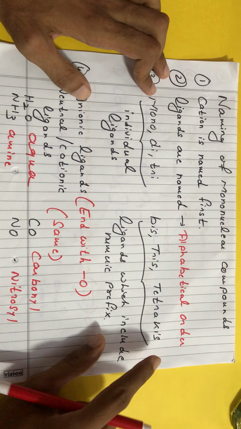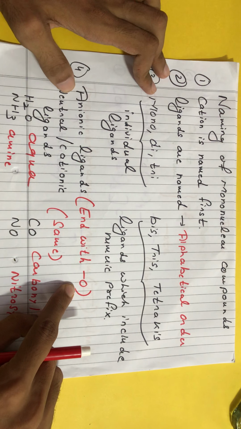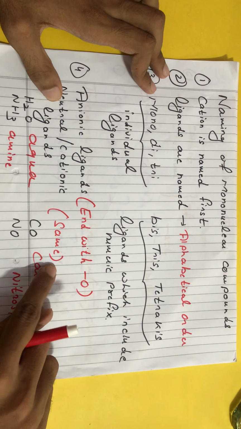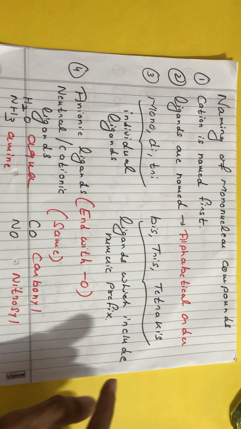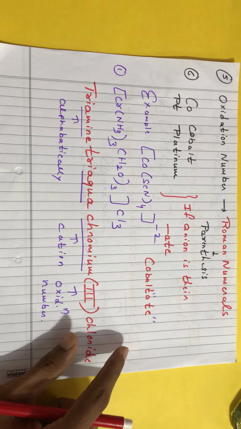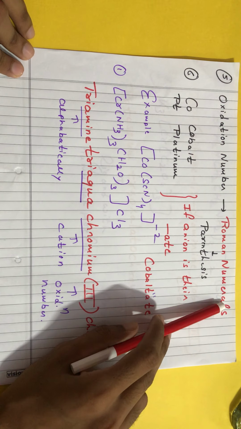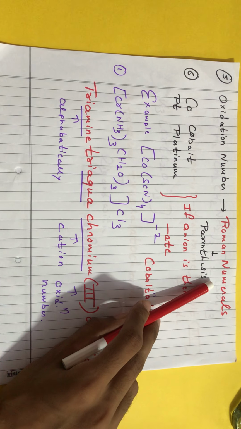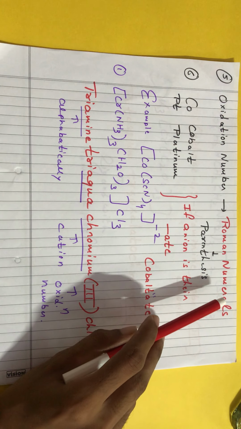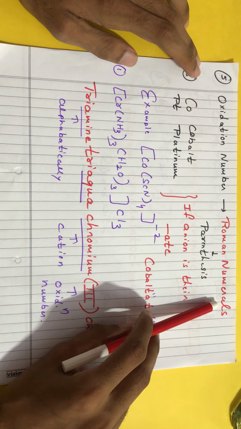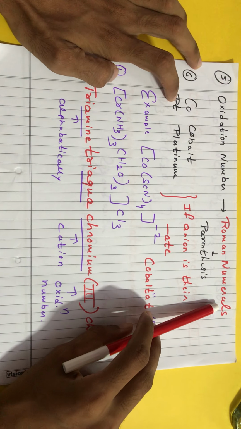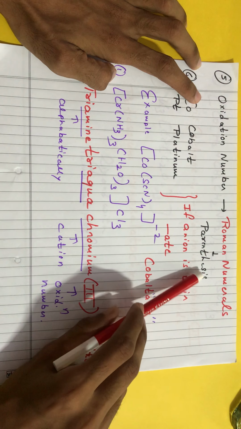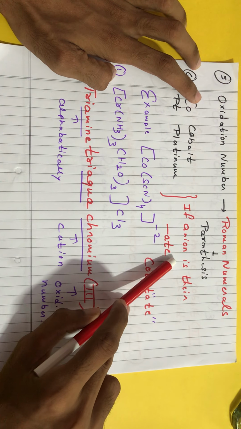The anionic ligands will end with O, and the neutral or cationic ligands are named as they are. For example, H2O is aqua, NH3 is ammine, CO is carbonyl, and NO is nitrosyl. Now the oxidation number should be written in Roman numerals only, included in parentheses. For the general name, we know that cobalt is represented as Co and platinum is represented as Pt.